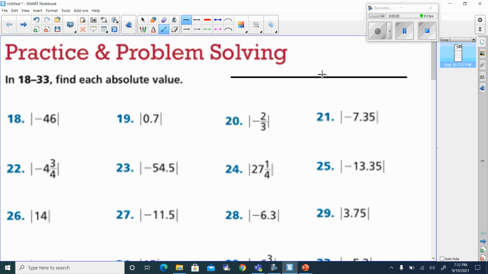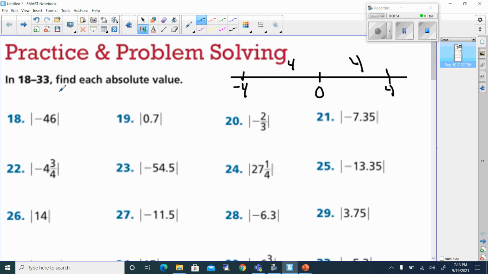So if I was to say this was 0, and I asked you what the absolute value of 4 was, well, that's easy. You would say 4. Of course, if I asked you what the absolute value of -4 was, you'd also say 4, because it's also 4 places away from 0. So basically what that tells me is whether my number is positive or negative, the absolute value of the number is going to be a positive number.